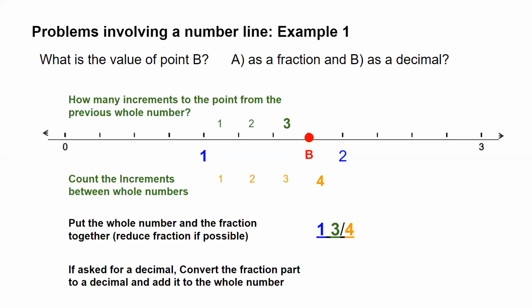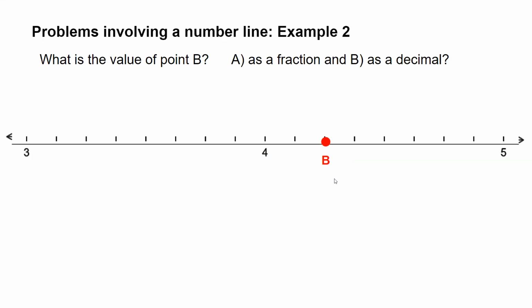But then if we are asked for a decimal, we need to convert that fraction part and add it to the whole number. We convert the fraction part by dividing. 3 divided by 4. 3 divided by 4 is 0.75. We add that to 1, and we get our answer of 1.75 as a decimal. Let's take a look at example 2.